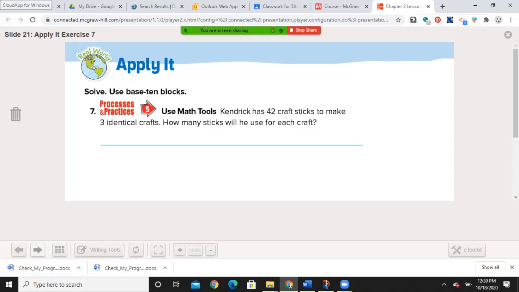All right, next one. Kendrick has 42 craft sticks to make 3 identical crafts. How many sticks will he use for each one? Go ahead and pause the video, solve it, and return. You may pause now. Welcome back. Let's see how you did. 14 sticks. You could have done 3, and then you just put 1, 2, 3, 4, 5, 6, 7, 8, until you get to 42. Or if you have some pieces, you could have done a 10, and a 10, and then had 12 left over, and put them in 1 with each one until you got to that 14. So there are multiple ways to apply this one.